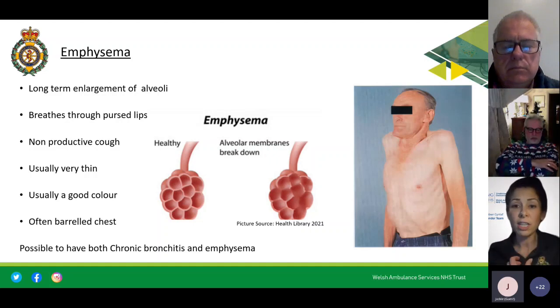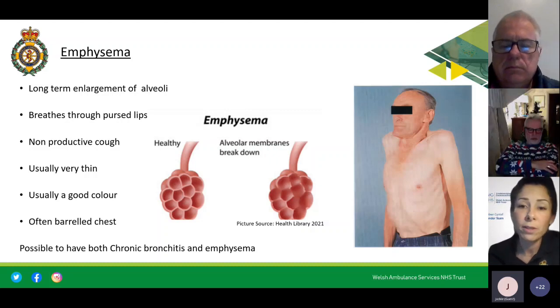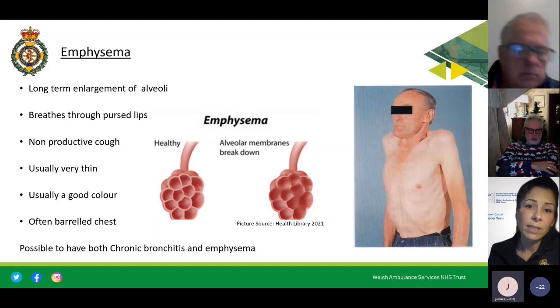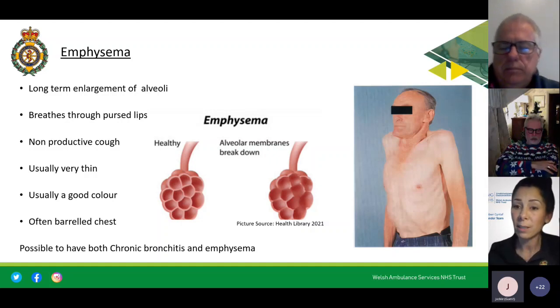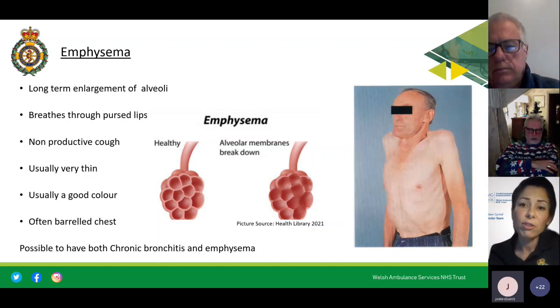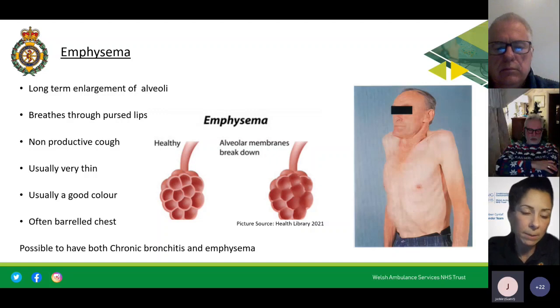Very difficult for them to get oxygen in and for them to get rid of the carbon dioxide. So basically they've lost their elasticity at this point, and that causes air to be trapped inside them, as with that balloon. And that's why they have difficulty exhaling. Because of that, what you'll find is patients quite often breathe through pursed lips.